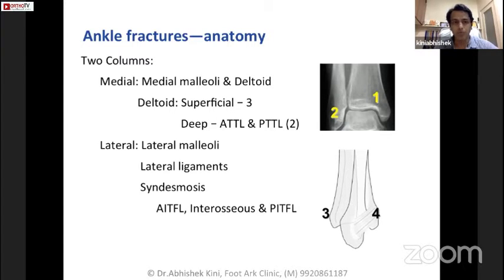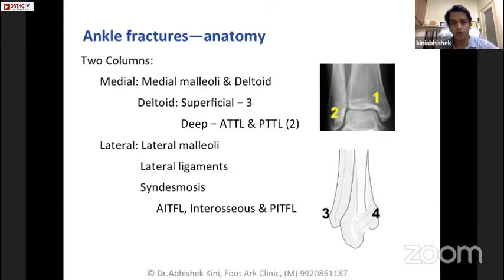So in ankle fractures, the current concept is, as in the knee or the wrist, that there are two columns. There is a medial column, which is the medial malleolus and the deltoid. Again, the deltoid has two components, very important to understand them. There is a superficial component, with three parts: the tibionavicular, tibiotalar, and tibiocalcaneal ligaments, and the deep component, which is the anterior talotibial ligament and the posterior talotibial ligament.